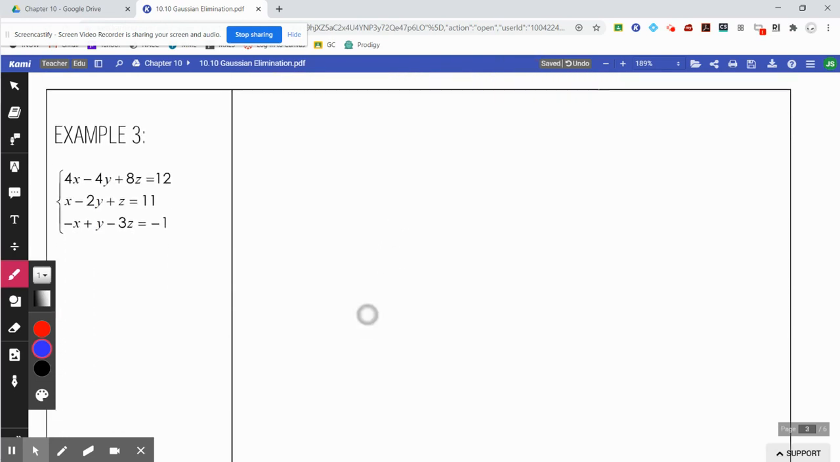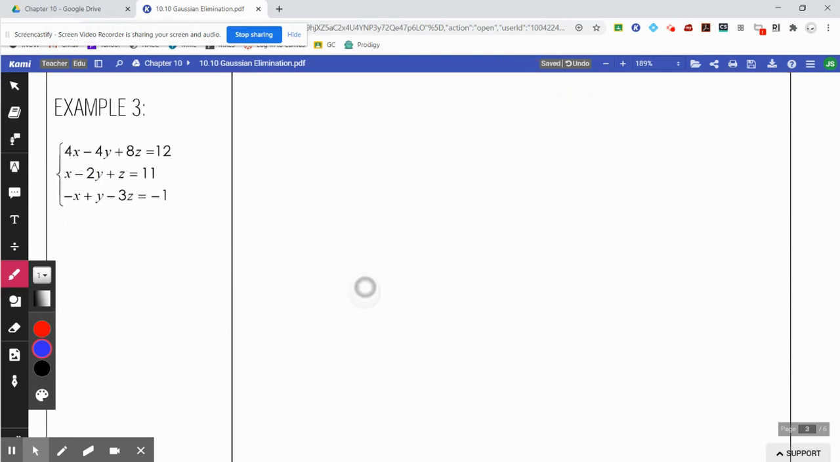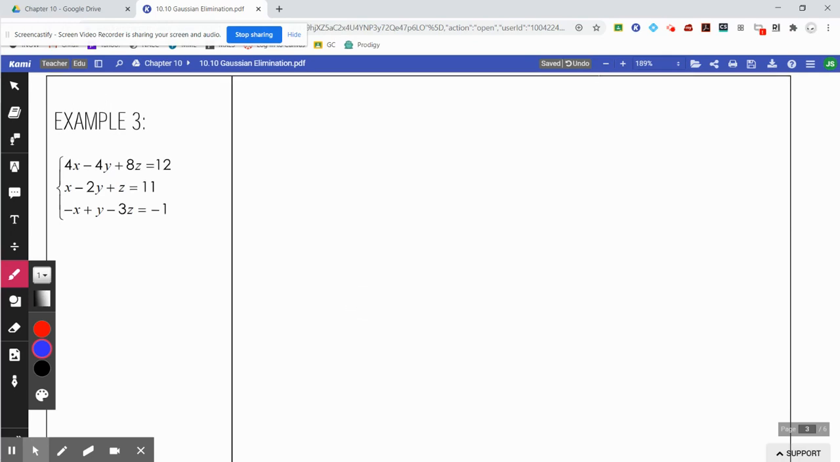Let's do another example. Example number 3. Step number 1, write it as an augmented matrix.